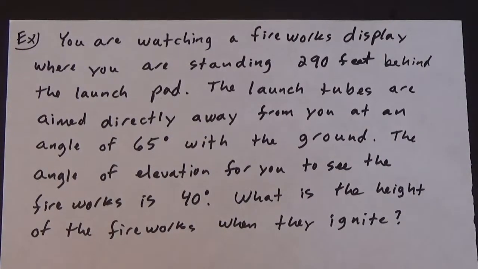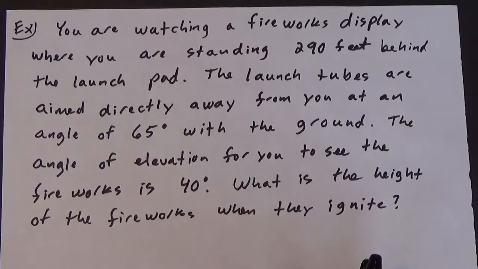Alright, so let's look at this example in which we'll use trigonometry to help us solve this problem. You are watching a fireworks display where you are standing 290 feet behind the launch pad. The launch tubes are aimed directly away from you at an angle of 65 degrees with the ground. The angle of elevation for you to see the fireworks is 40 degrees. What is the height of the fireworks when they ignite?